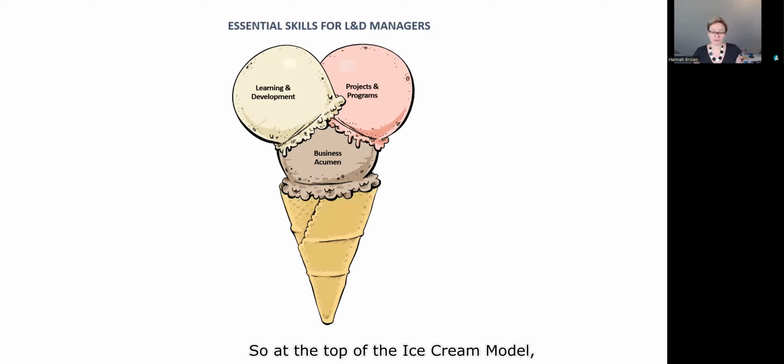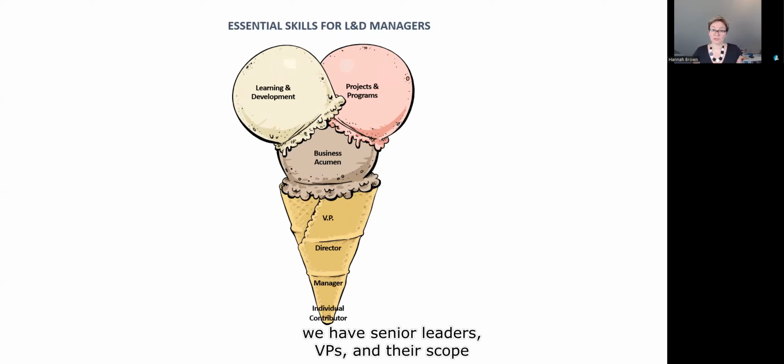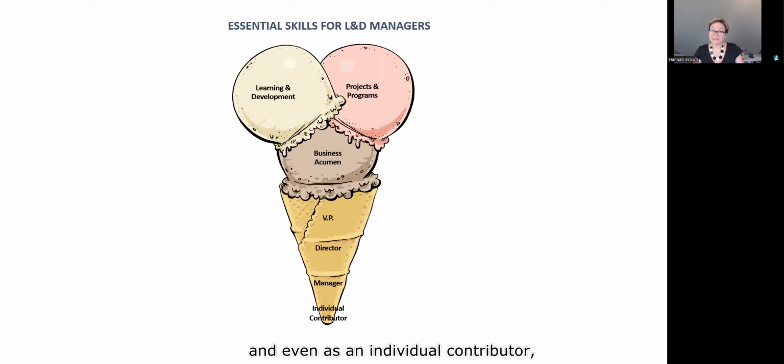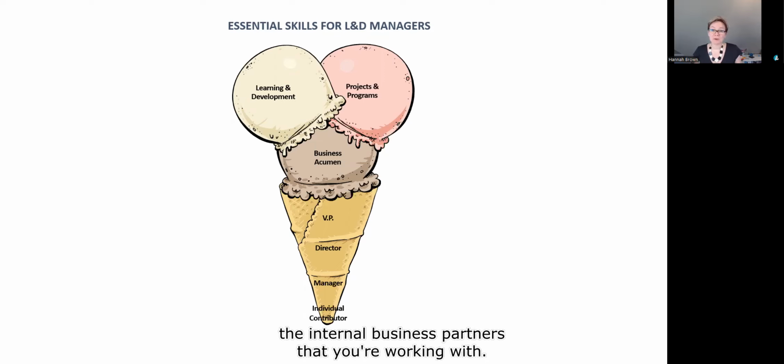So at the top of the ice cream model, we have senior leaders, VPs, and the scope of business acumen that they need is quite broad because of their senior role in the organization. As you move down to director and manager roles, and even as an individual contributor, you still need business acumen skills in order to understand the clients and the internal business partners that you're working with, but your scope of understanding is maybe narrower. So that's the ice cream model with the essential skills for learning and development managers.